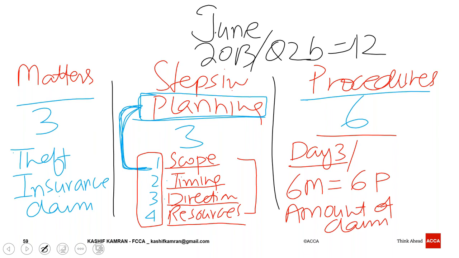We have to write matters. I have seen so many students, they see the word matter and they start writing MTR. No, MTR cannot fit every time. Over here, the matters are for theft and insurance claims, so you cannot write MTR. MTR only comes in evidence, in accounting issues, just like the loan we did in December 16 today. So is everyone clear with the 3 columns now? Steps in planning: scope, timing, direction, resources, irrespective of the subject matter. And procedures means 6. Okay, let's go back and start with the exercise.